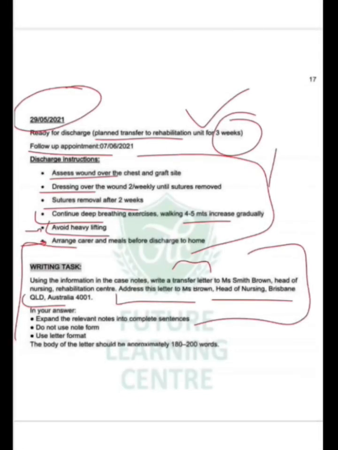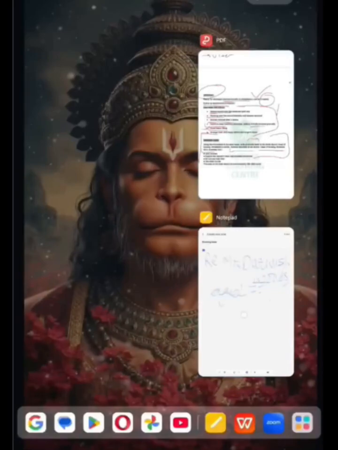So let's start the writing part. In this video, we are going to write only two paragraphs: the first paragraph, the purpose, and the second paragraph. In the second paragraph, you can write the social and medical history, or also if you want, you can include the during hospitalization part. But I'm going to write the purpose paragraph first, and then the social and medical history. Okay, so let's start the writing part.